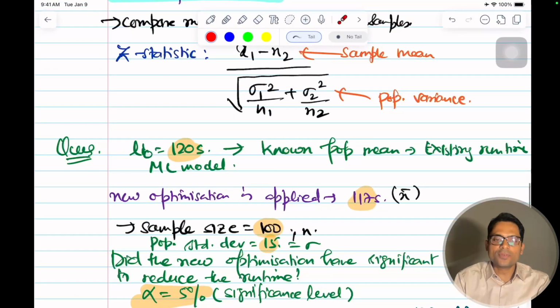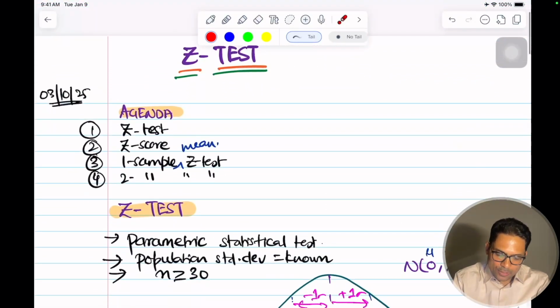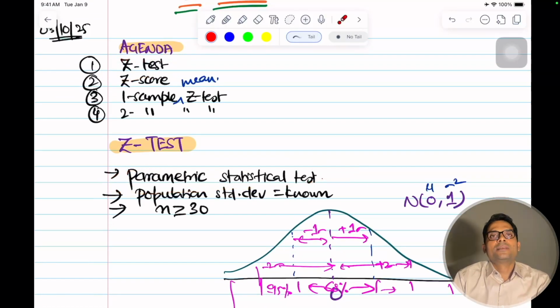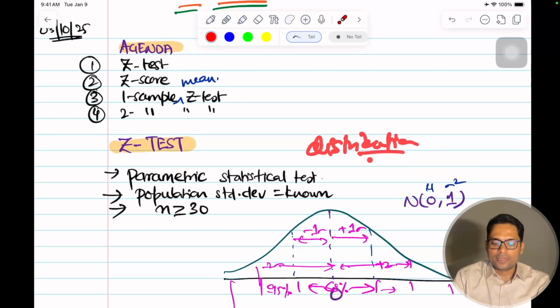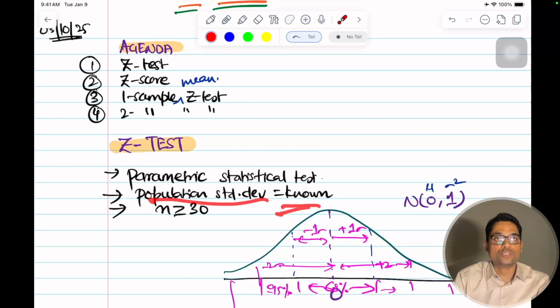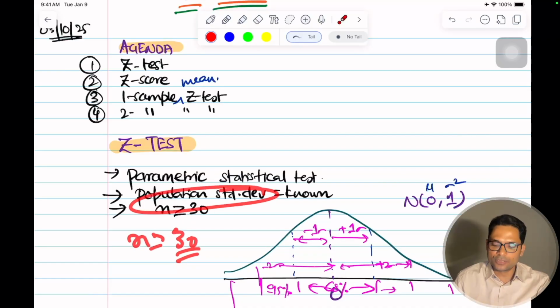Okay, let's do a quick revision. We understood what a z-test is, very simple, very common. This is a parametric statistical test because it assumes the distribution of the underlying data should be normal, plus the population standard deviation is known. This is valid for a large data set where the sample size n is greater than or equal to 30, and the population standard deviation is known.